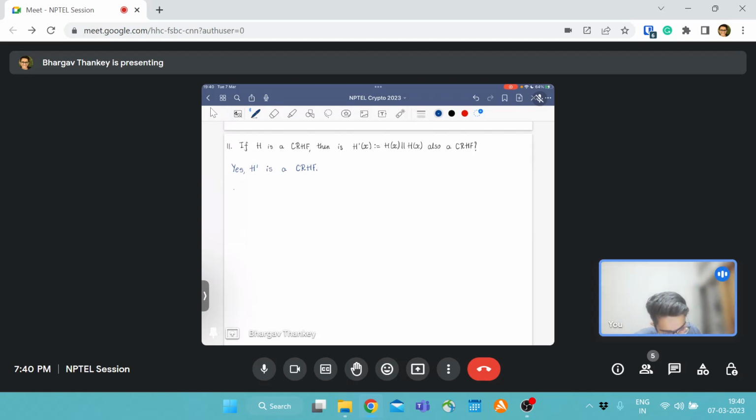The reason is the following. Suppose an efficient PPT adversary can find x not equal to x prime, so it can find x and x prime that are not the same, such that H prime of x is equal to H prime of x prime. Then H prime of, let me write this.